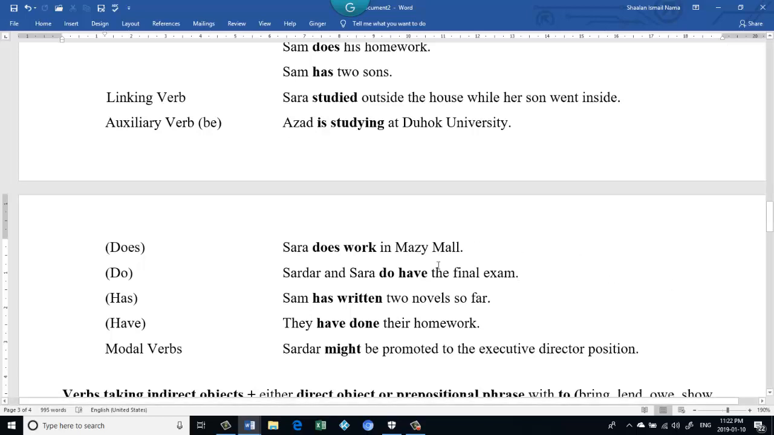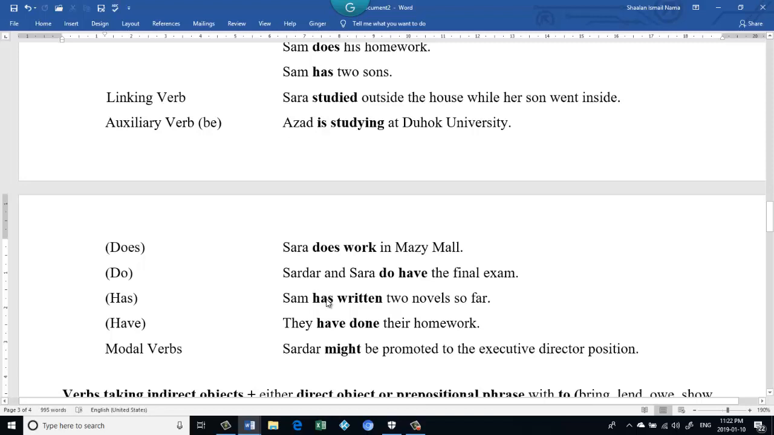Here we have do as an auxiliary. You could delete it anytime. Then we have have acting as the main verb. Same thing we have here. Has acting as an auxiliary verb. If we look at this verb, has, here it is not an auxiliary verb anymore, because here, for example, Sam has written 2 novels.